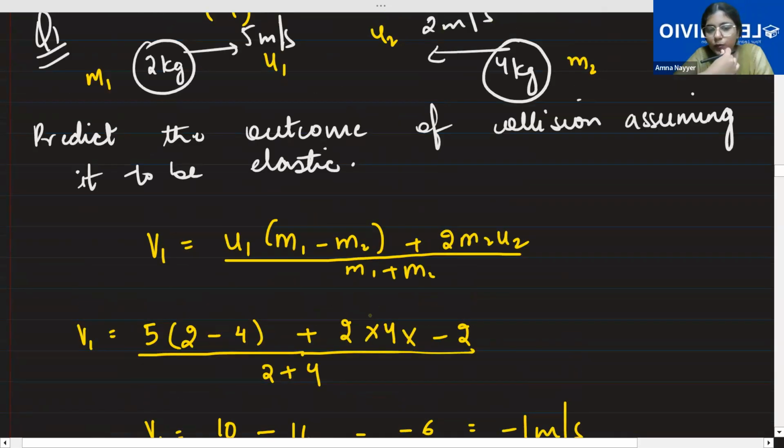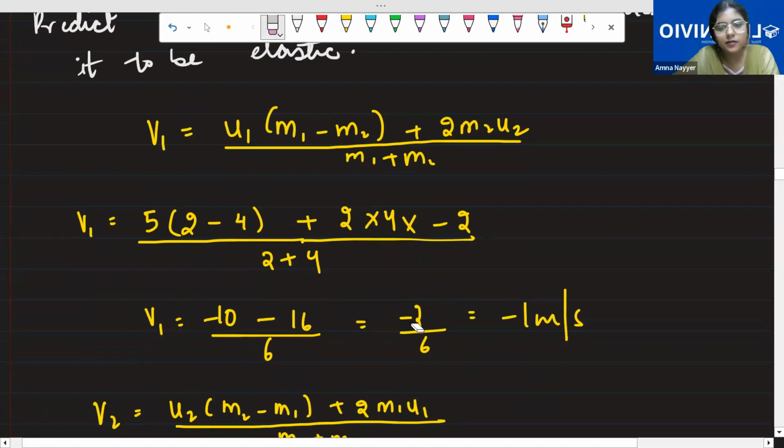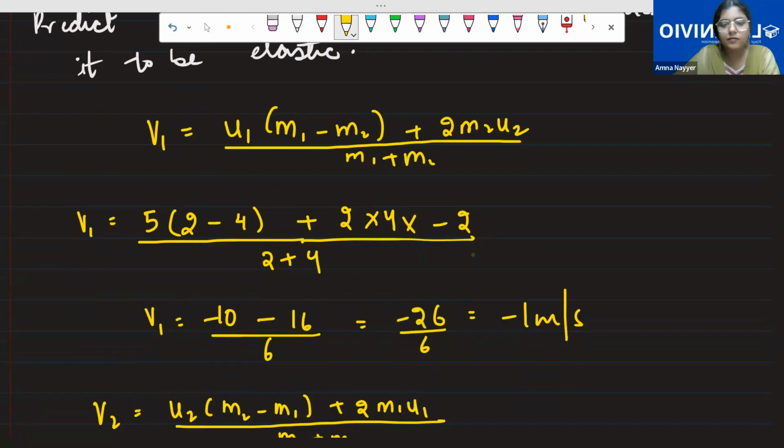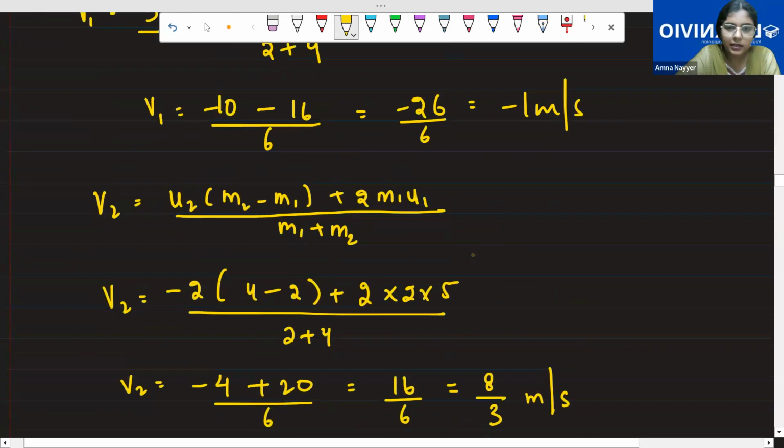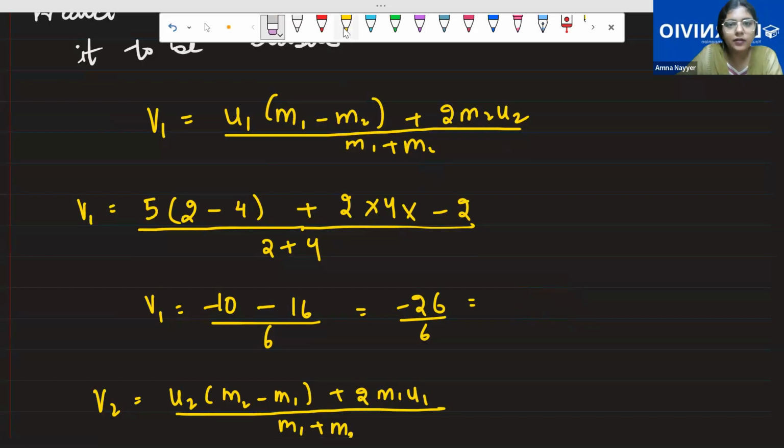This is 5. So 2 minus 4 is minus 26. So 13 by 3 will be there. This is minus 10. If this is minus 2, so this is minus 26 by 6. That is minus 13 by 3 meter per second.